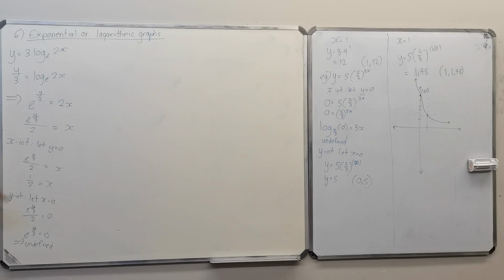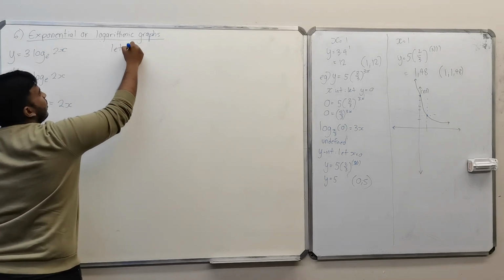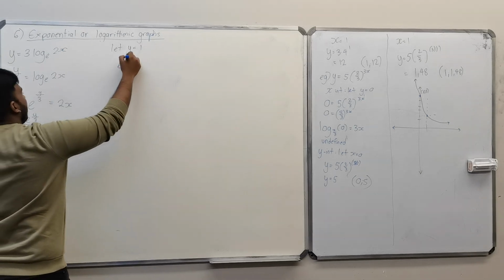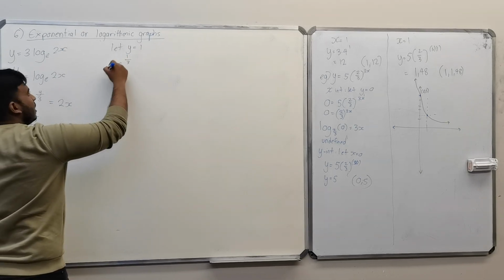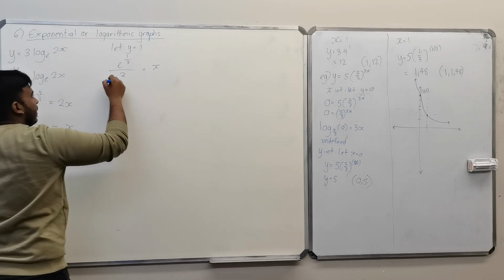Okay, so when we are using substitutions for y value, we got an answer. So let's continue with the y values. So we'll say that y is equal to 1. So this would be e to the power 1 over 3, all over 2, is equal to x. What's the value of x?